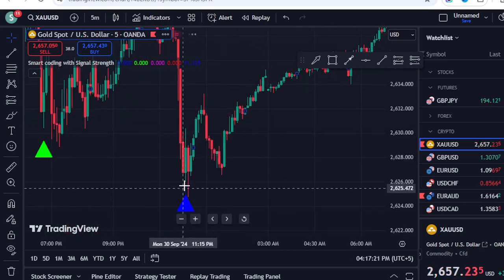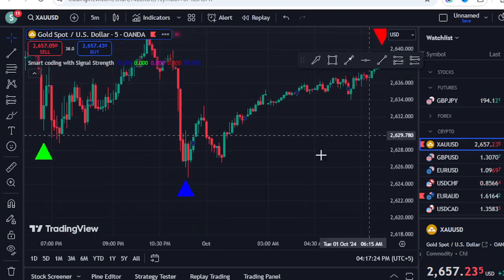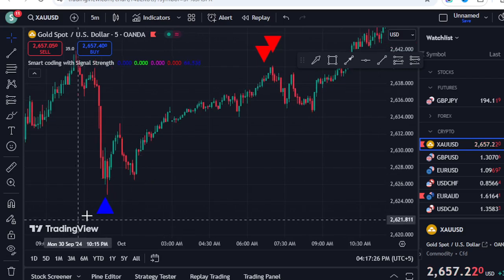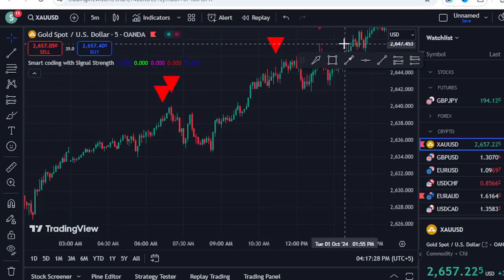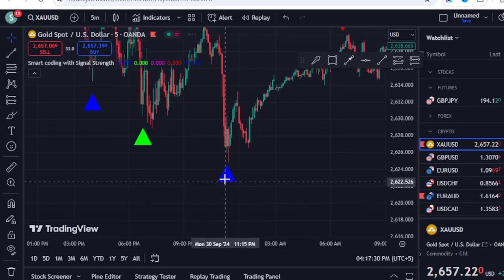Now look at this one. The blue arrow means that this is a very strong signal from the market, and now you can see how much the price has reversed from that level. Blue is the strong signal.